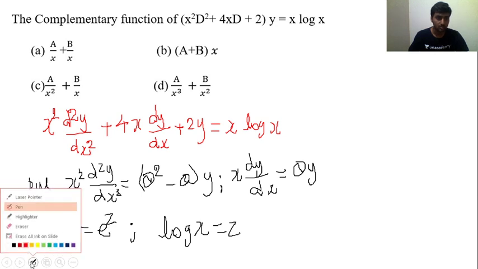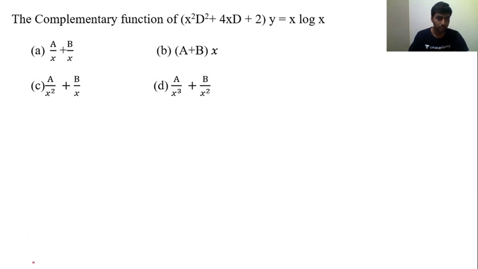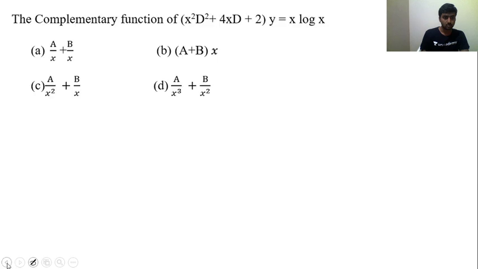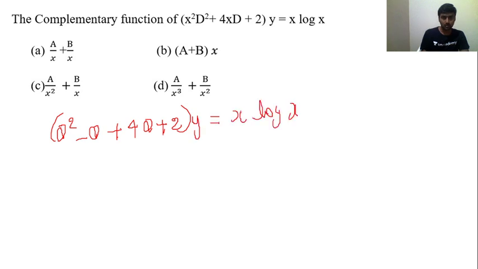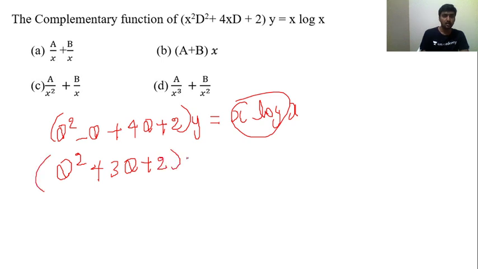It's the complementary function solution. We know that x square D square, that is theta square minus theta plus 4 theta plus 2, into y is equal to x into log x. Keep it as theta square plus 3 theta plus 2, and take this equation equal to 0 for the complementary solution.